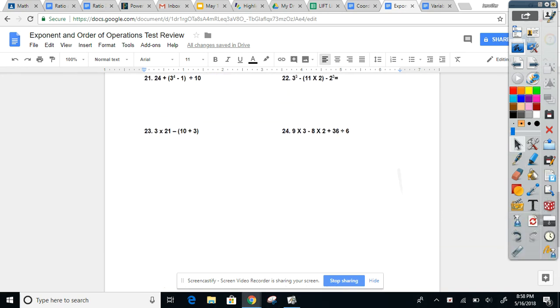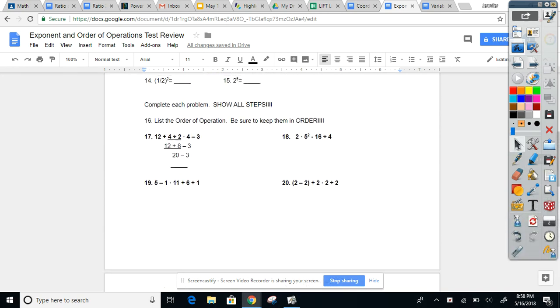So let's look at number 18 together. Okay, do I have any parentheses? No. Do I have any exponents? Yes. So that's going to be 2 times, okay? That's not 5 times 2. That's 5 times 5. 5 times 5 is 25 minus 16 divided by 4. Okay, no parentheses. I've done my exponents. Now I have multiplying and dividing. Okay, I'm going to go from left to right.